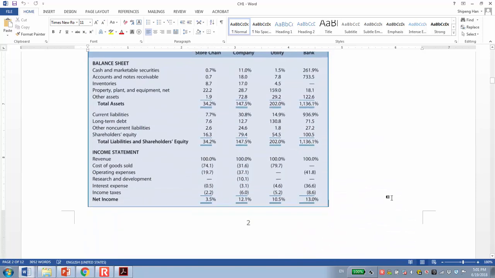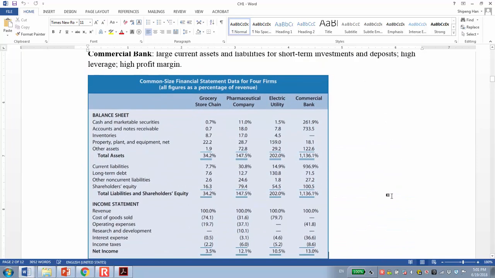So here is from the book. This is a comparison among the 4 firms from 4 different industries. This actually is an example of common size analysis. Every single item is divided by revenue. See, all figures are a percentage of revenue.